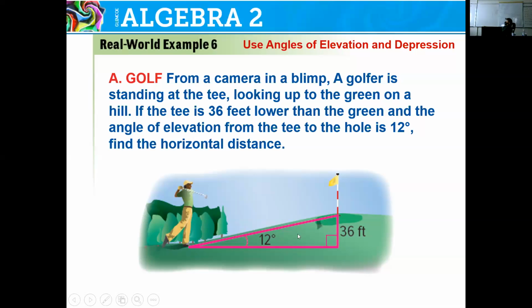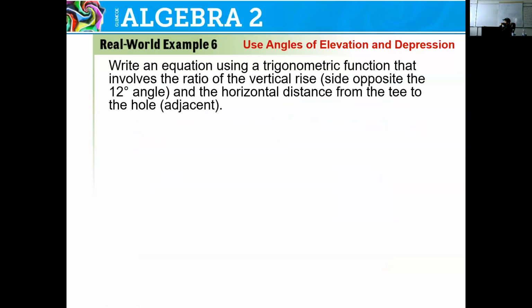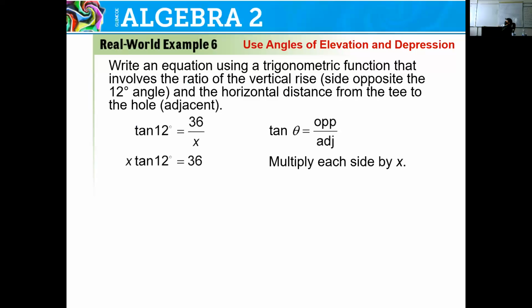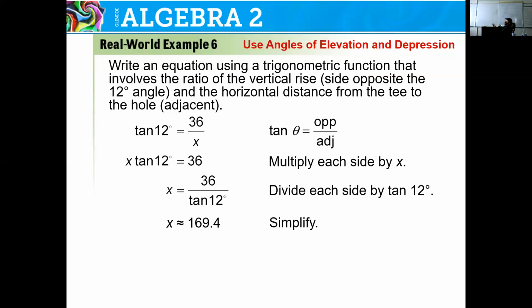Which trig function incorporates the opposite side and the adjacent side? That is going to be tangent. So we'd set up tangent of 12 degrees is equal to 36 over x. Then we'd multiply by x, and then divide by tangent of 12 degrees. You see how they just move back and forth, just like any other number. 36 divided by the tangent of 12 degrees gives you roughly 169 feet. So that's the horizontal distance.